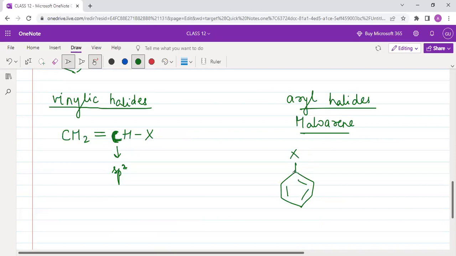Now, can you tell me the hybridization of this carbon to which the halogen is attached in aryl halides? It's making 3 single bonds, 1, 2, and 3, so it will be sp2 hybridized. So in hybridization, you only count the single bonds, right?